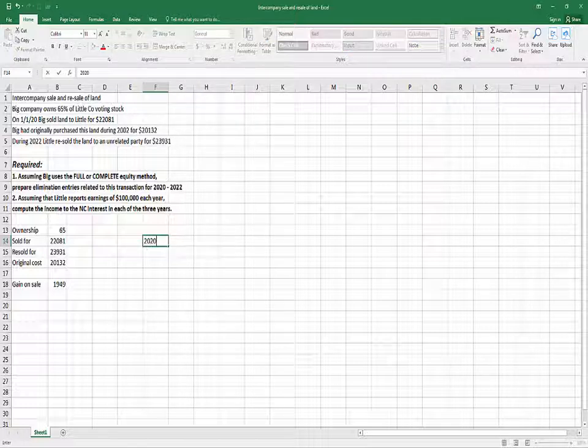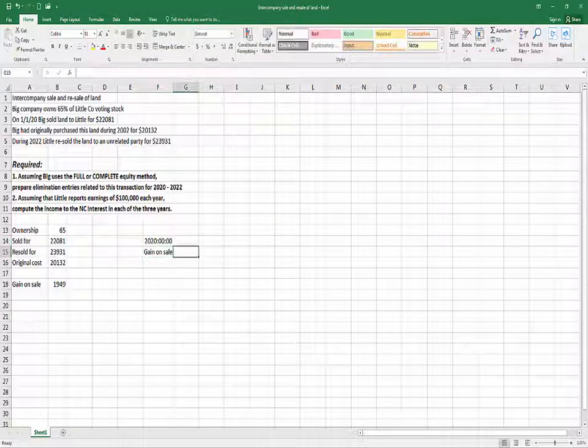So in the year of sale, what do we need to do? We need to get rid of that gain on sale, and we need to restore the land to its correct value. When this land was sold, it was sold at a gain of $1,949. That gain is on Big's books, so we have to remove that gain with a debit. The land was written up by $1,949 when Little bought it. We need to restore the land to its true historical cost.